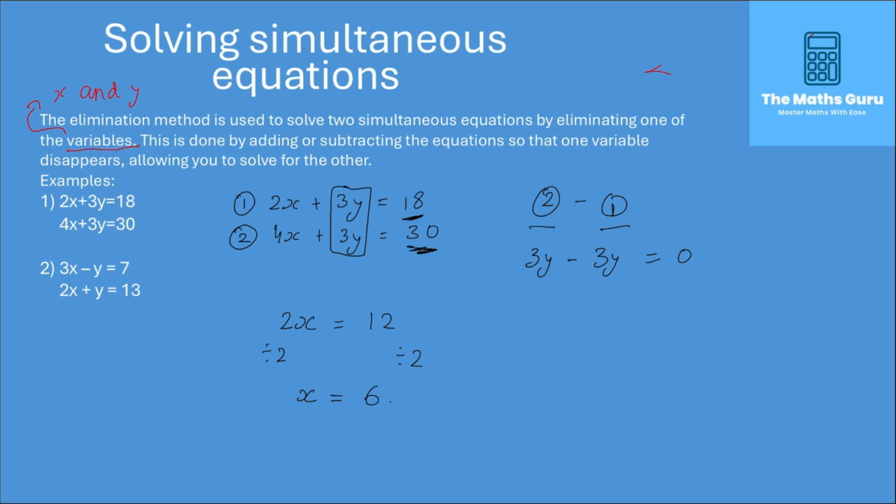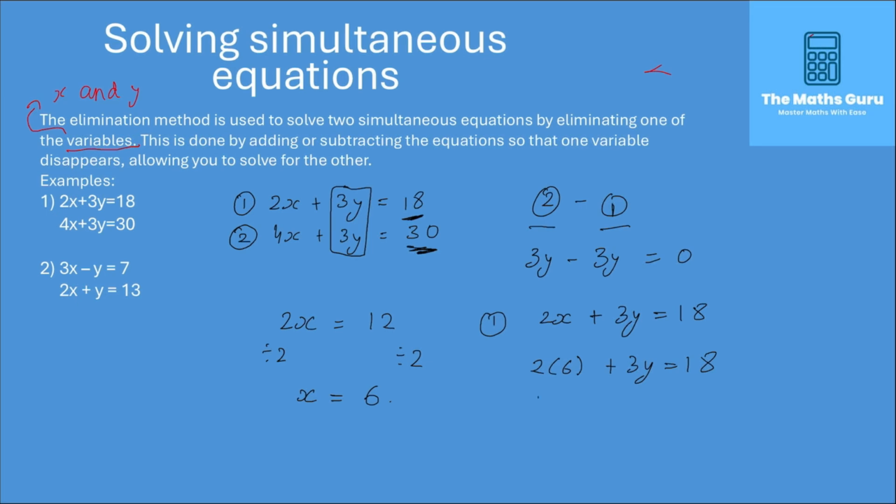Once we have our value for x, we take one equation. I'm going to take the first equation, so equation 1. And we have 2x plus 3y equals 18. We now know a value for x and we plug it in by applying this operation here. And now we can solve for y.